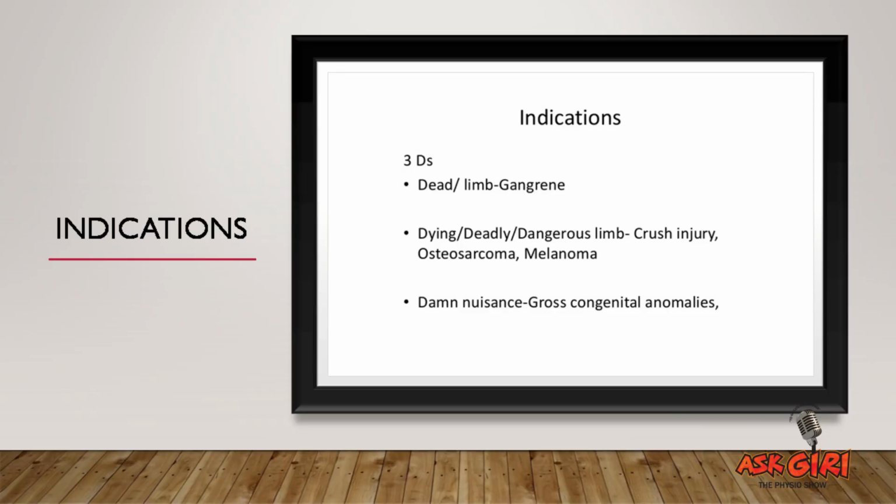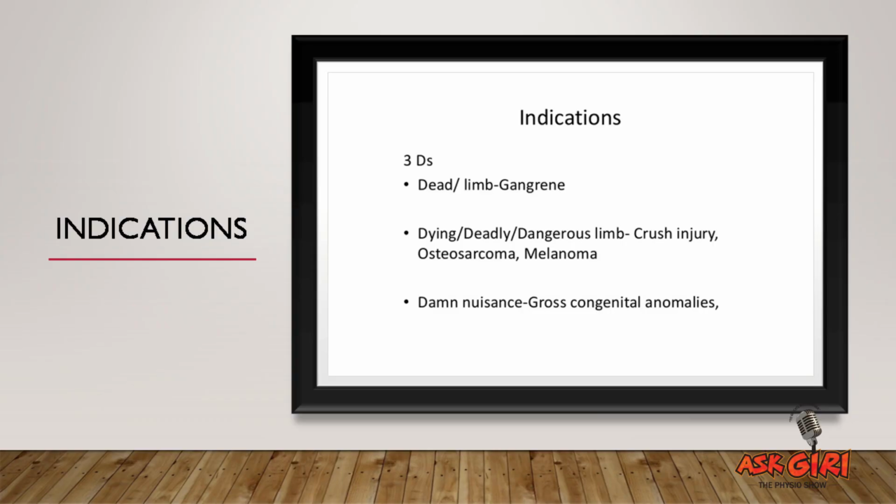What are the causes? We call it the 3 Ds. What are the 3 Ds for amputation? One is dead, that means gangrene or a dead limb because the vascular supply is cut off, things like severe gangrene, infectious gangrene. And dying tissue, because of any kind of crush injuries.